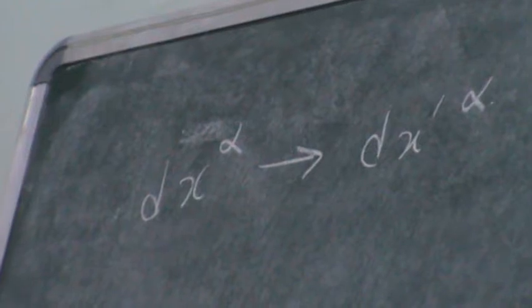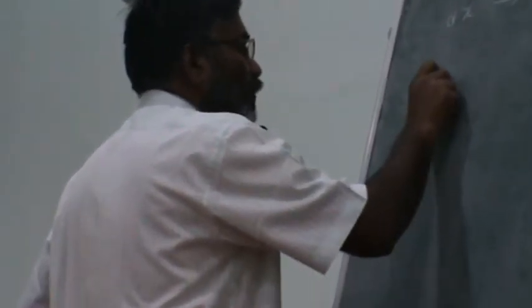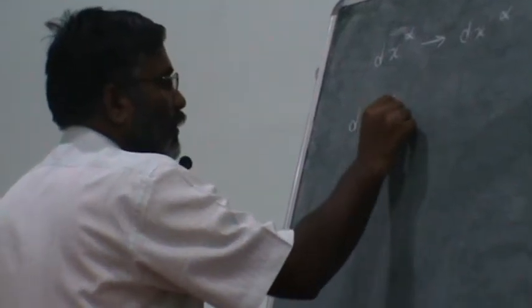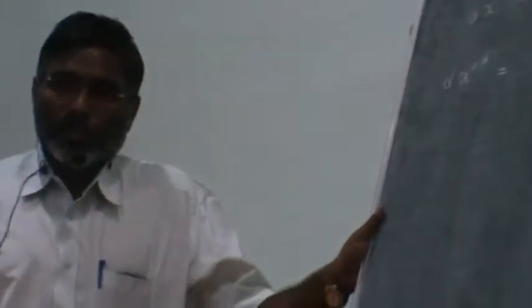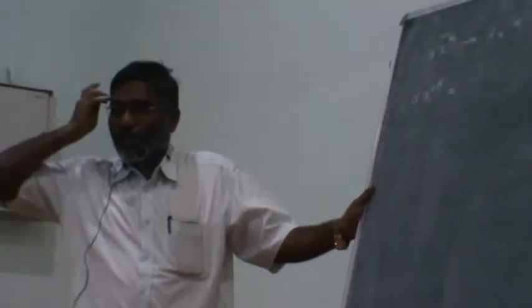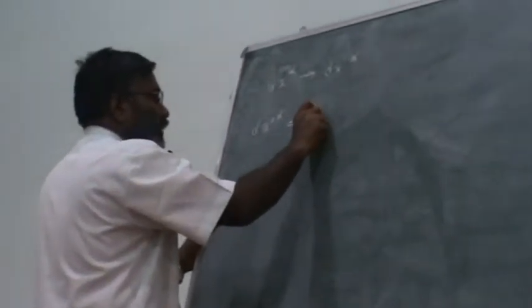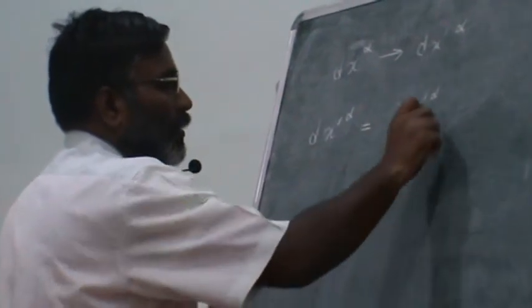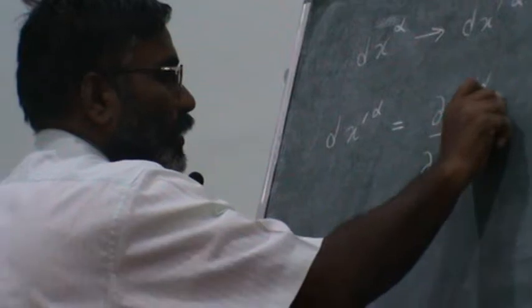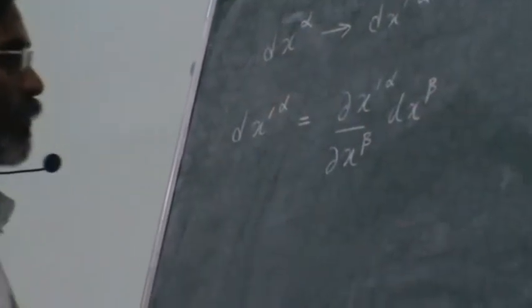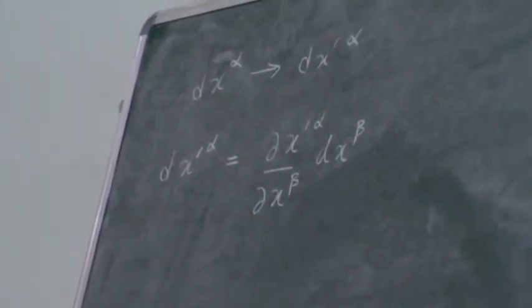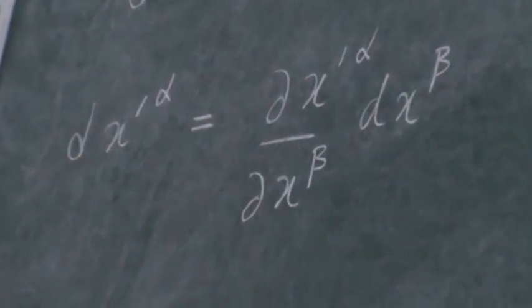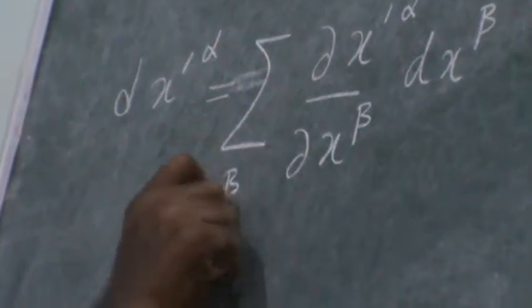This dx vector can be written as, so we can say that your dx prime of alpha, because this dx prime of alpha will be a function of all these x beta, can be written as dx prime of alpha by dx beta into dx beta. Of course, let me write here for clarity, this is a sum over beta. Correct?